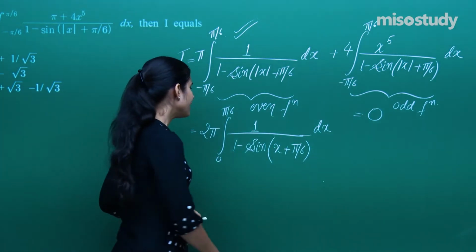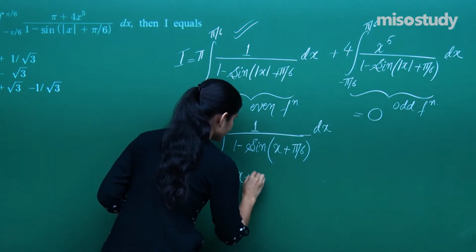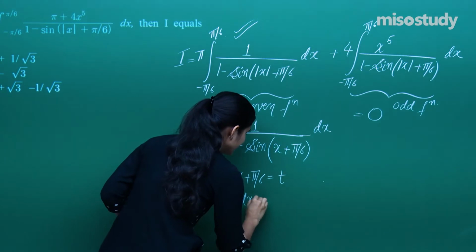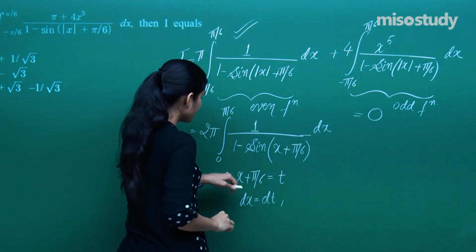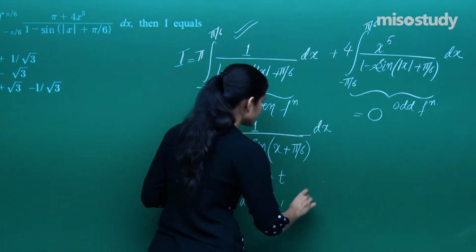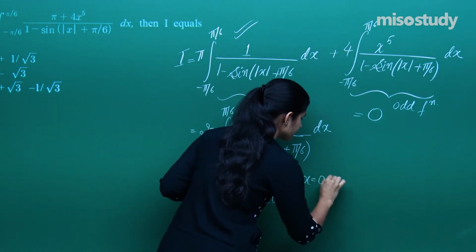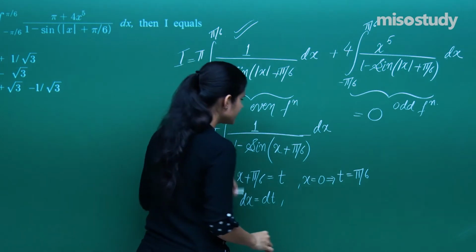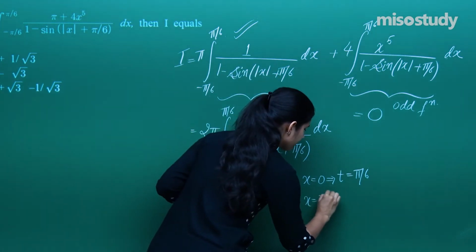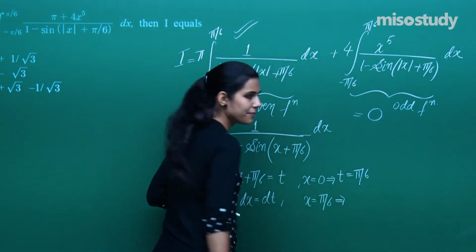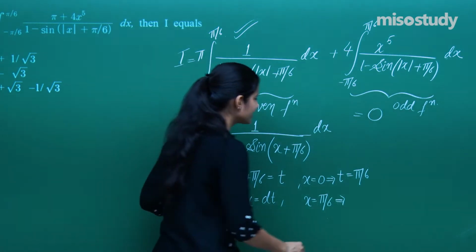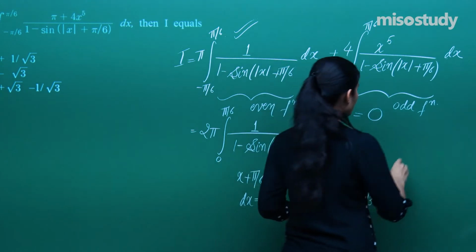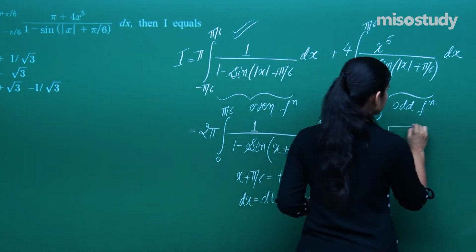Now over here what do I do is, I take x plus pi by 6 equals t, that gives me dx equals dt, fine. But when x is 0, t is pi by 6. X is 0 means t is pi by 6, and x is pi by 6 means t is pi by 6 plus pi by 6, which is twice of pi by 6, which is pi by 3.